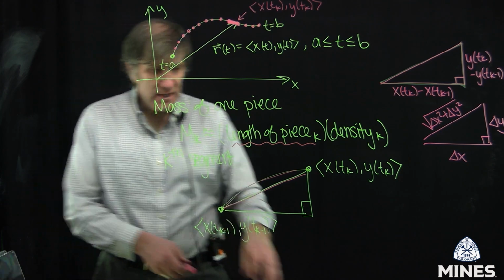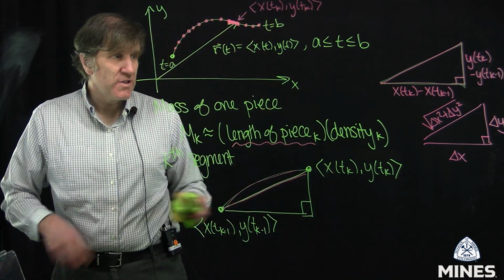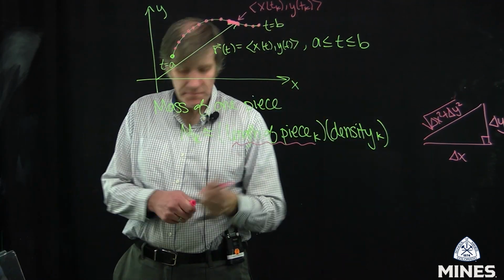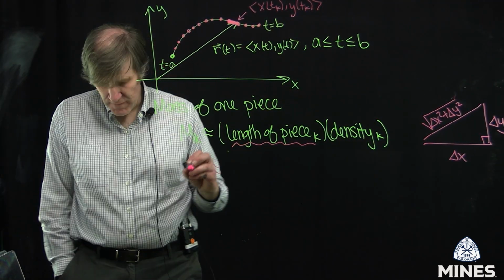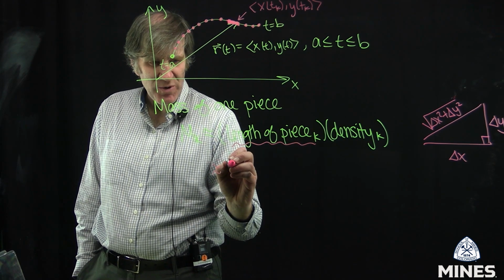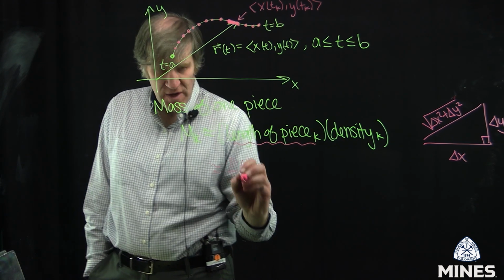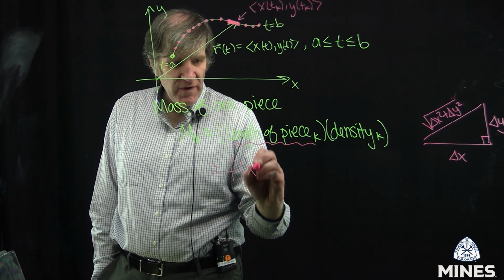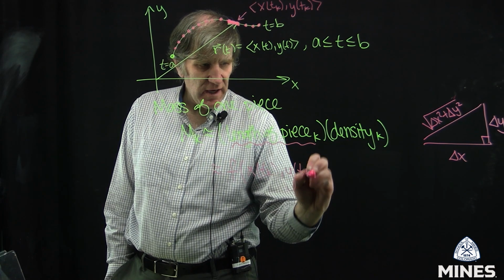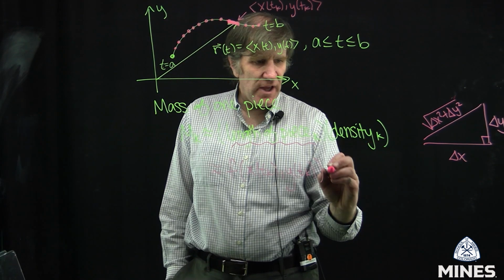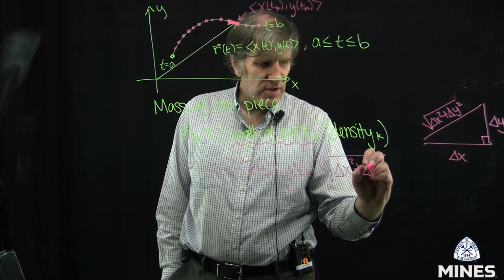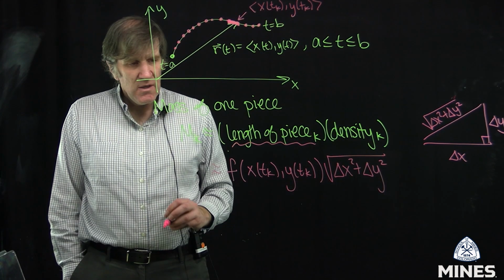All right, we can use that, and we're almost there. So the length of piece k and the density. I'm going to write these in the opposite order. The density was given by f, so we have f of x(t_k), comma y(t_k), and we have the length, which is the square root of this delta x squared plus delta y squared.